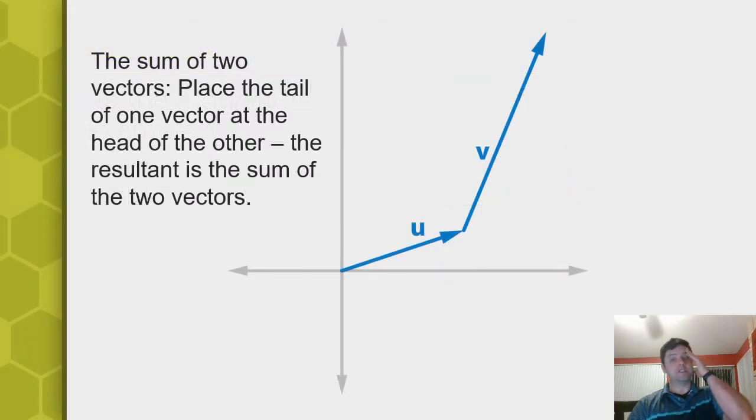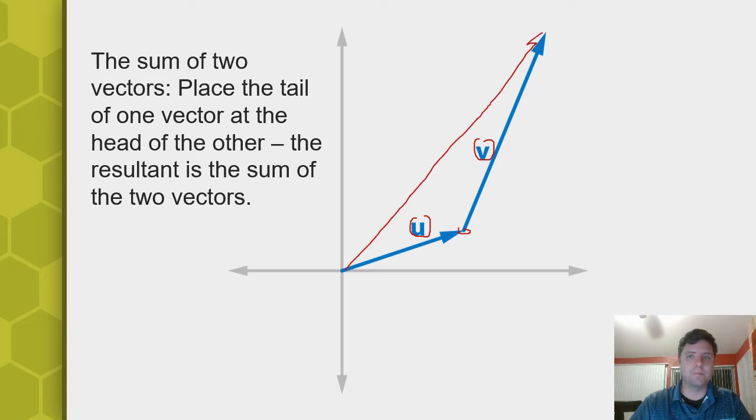Okay, now if we're going to sum two vectors together, the way that you do this is you place the tail of one vector at the head of the other. The resultant is the sum of the two vectors, right? So if I want to add vector u to vector v, let's say that these were both started at the origin, I just move the tail of v to the head of u, and then I draw a line from the first tail all the way to the head of the other one. And that's going to be the resultant vector. We call it r here if we wanted to. But that's going to be the resultant of the things added together.